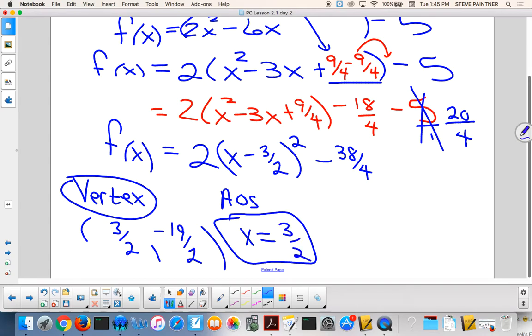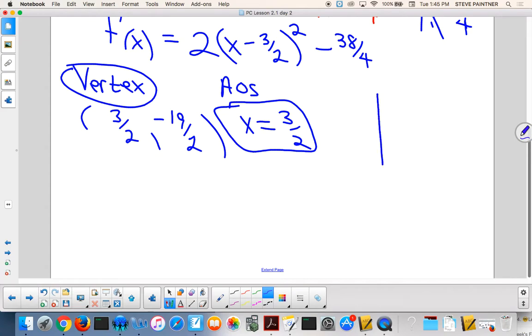Okay, good. Could you quick sketch that? Do you know where these points are? How far to the right? One, 2, 3. So it's 1.5 to the right and down how far?